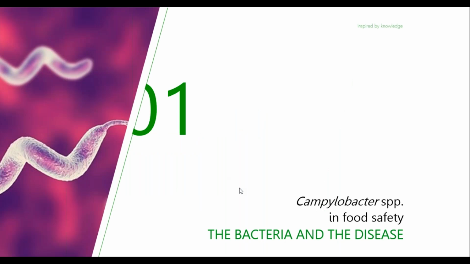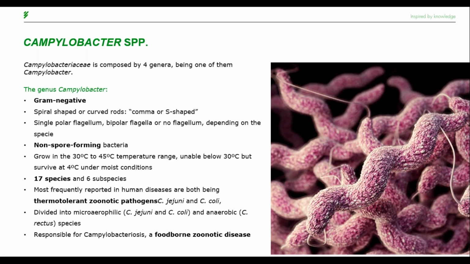To start, we will introduce briefly Campylobacter species and campylobacteriosis, the bacteria and the disease. The genus Campylobacter belongs to the family Campylobacteriaceae. Campylobacter species are gram-negative, spiral-shaped or curved rods with a single polar flagellum, bipolar flagella, or no flagellum at all.